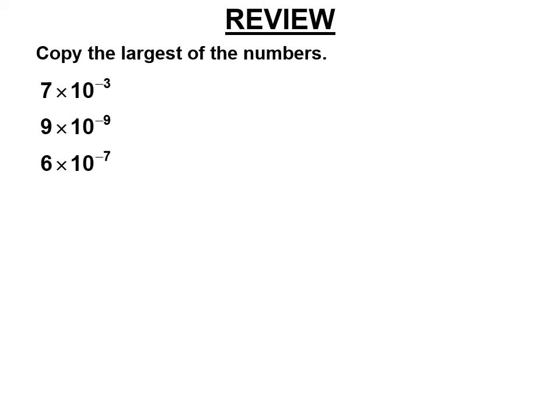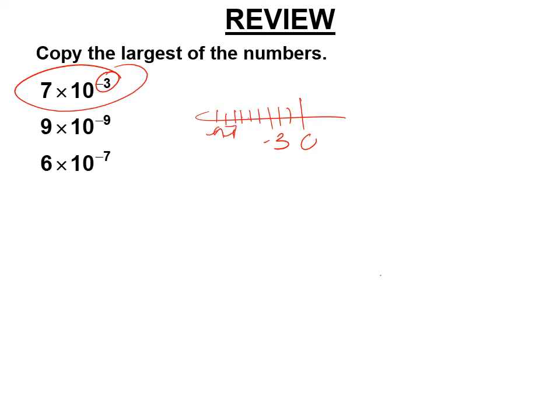The largest number is the one with the largest exponent, right? And negative 3 is definitely bigger than negative 4, 5, 6, negative 7 and negative 9. So that number is bigger, right? It's the number 1, 2, 3 is 0.007, which is bigger than the other ones, way bigger.